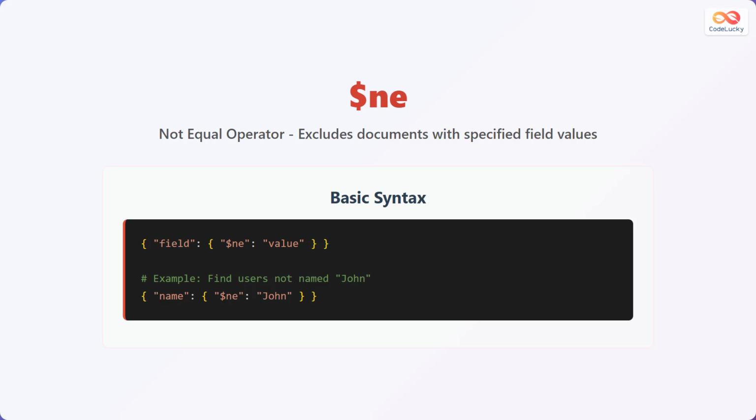The $ne operator, or not equal operator, excludes documents where the value of a field is equal to a specified value. The basic syntax involves specifying the field name, then using $ne followed by the value you want to exclude. For example, to find users not named John, you would use the code shown here.